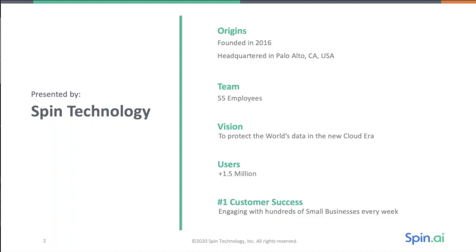Across our platform, we have 1.5 million users, and that large user base gives us the opportunity to engage with hundreds of businesses every single week. And because of that, we get a lot of perspectives. We get a lot of questions about how companies should go about protecting their environments, and we try to capture those best practices and share them with you here in these webinars.